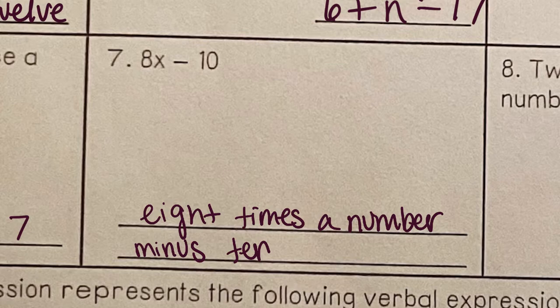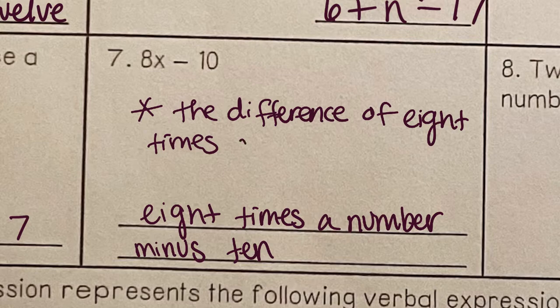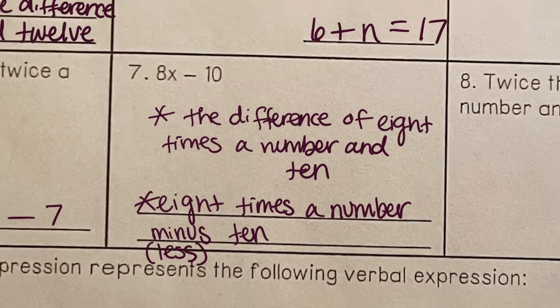So I'm going to go ahead and put that up here as well. The difference of 8 times a number and 10. Okay, same thing. They really are the same thing. You can write it multiple ways. The difference of 8 times the number and 10 is the same as 8 times the number minus 10. Okay, or even instead of minus, you could write less. 8 times the number less 10. They would all be the same thing.